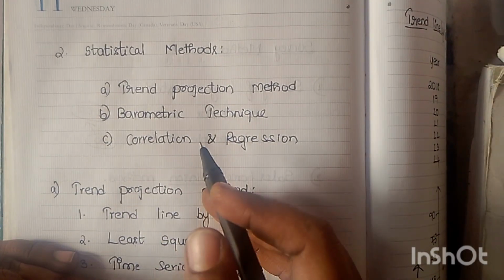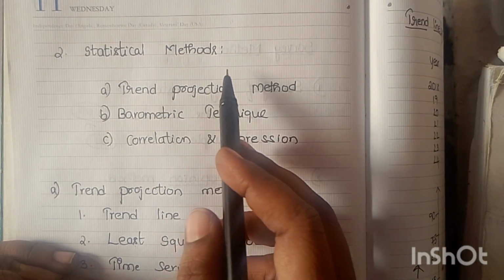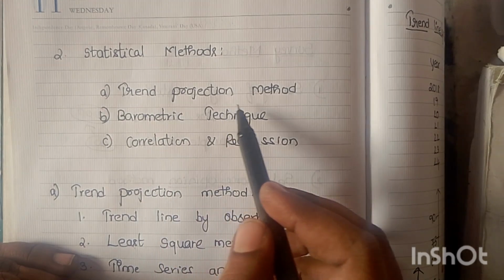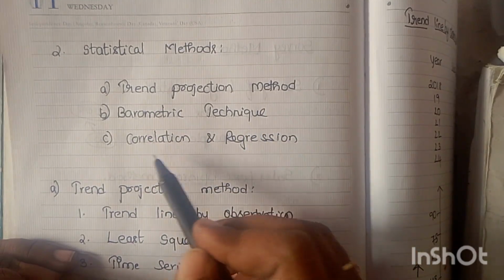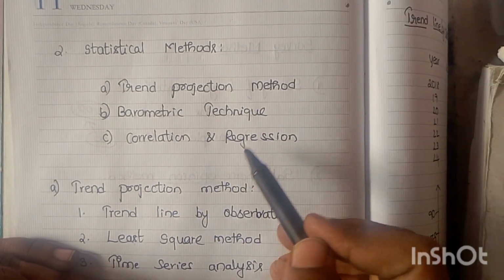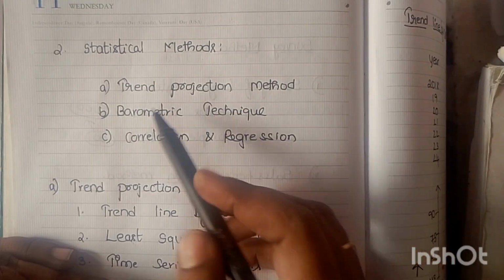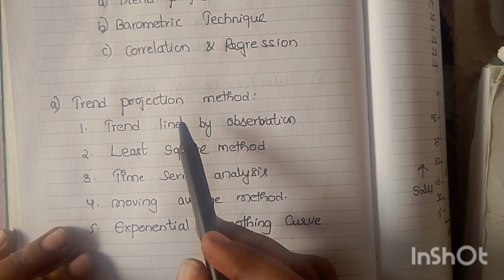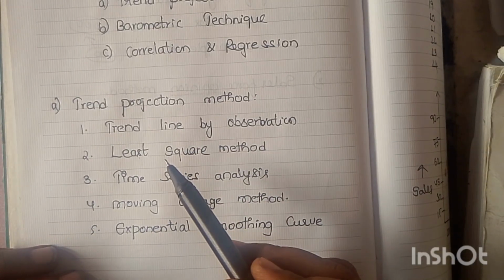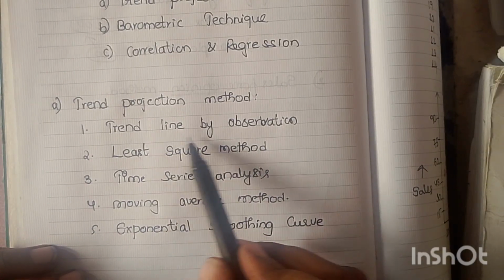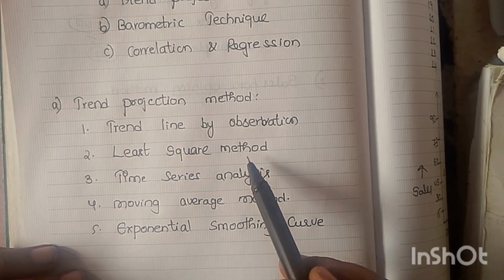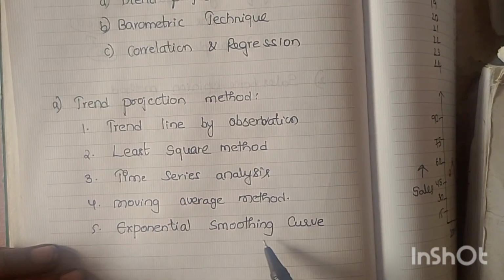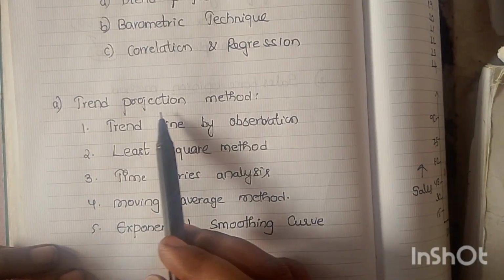So in the statistical methods, we again have three types of methods. The first one is the trend projection method, then the barometric technique, and the correlation and regression methods. So let us discuss one by one. Coming to the first method, that is the trend projection method. In this again we have five types of methods: trend line by observation, least square method, time series analysis, moving average method and exponential smoothing curve. So what is the trend projection method?